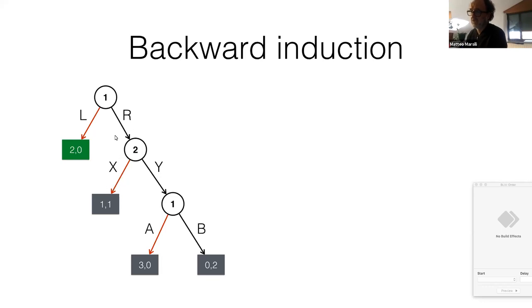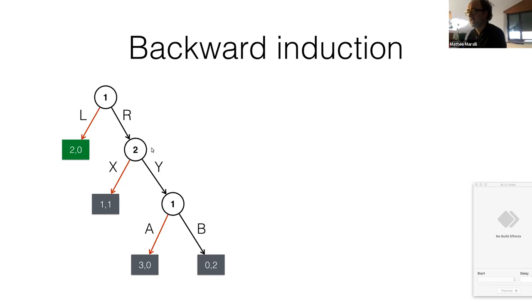And then you can go one step up. Now player one knows that player two will choose X. So he has to choose between this payoff and this payoff. And since two is larger than one, he will choose this payoff. So L will be his best action. Okay, so you see that indeed this is the Nash equilibrium of this game.